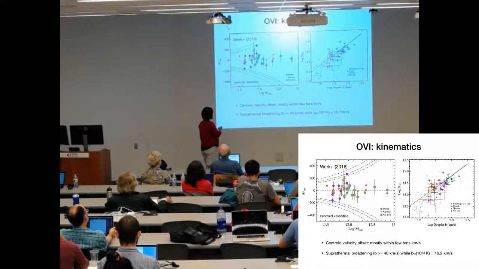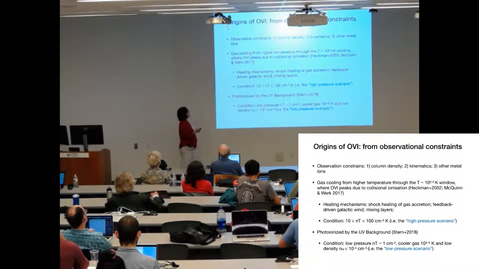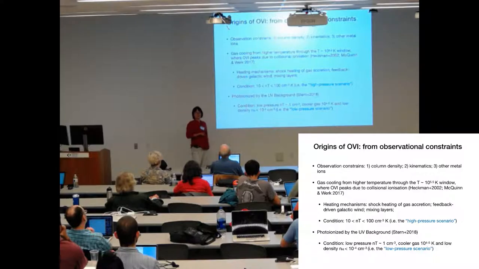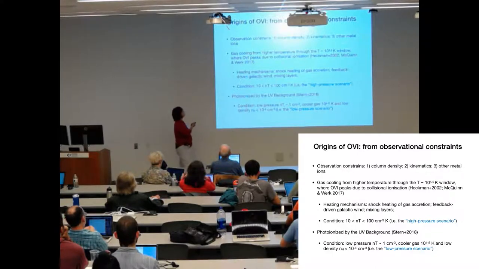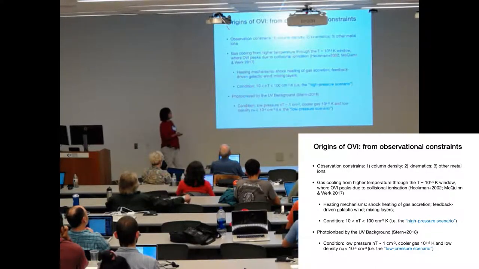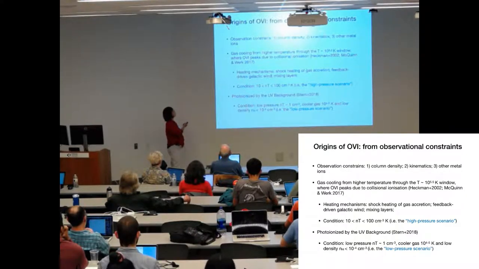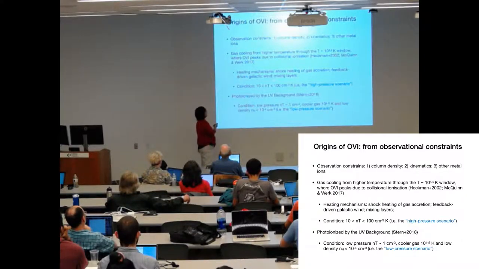Based on these observational facts, we want to get the high column density and the large broadening, the gas motion, correct. Also, based on some other metal ions, low metal ions tracing the cool gas, observers and theorists are coming up with analytical models of what could be causing the large oxygen 6 column. There are two pictures right now.